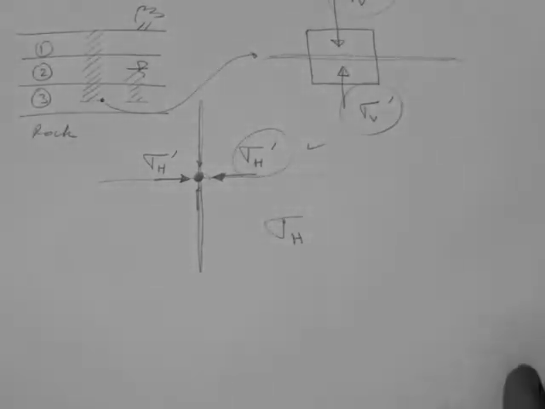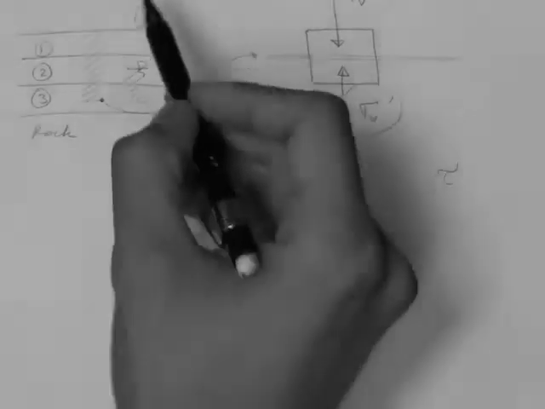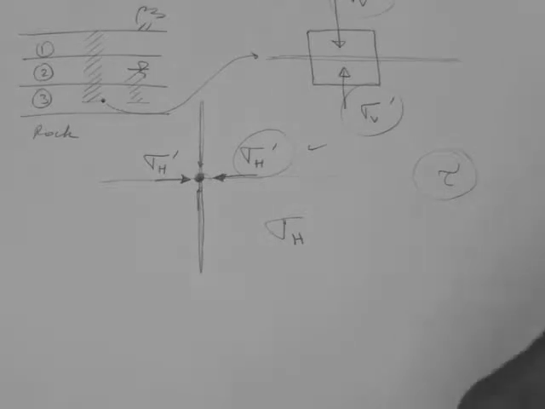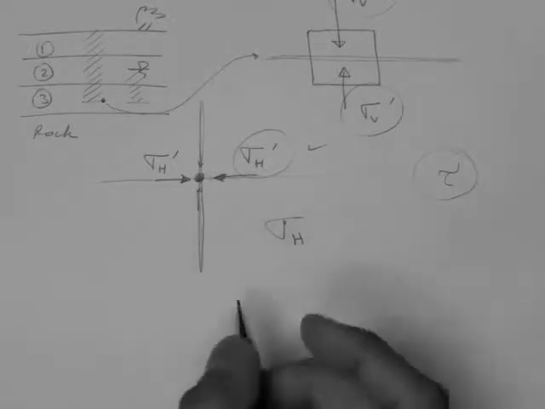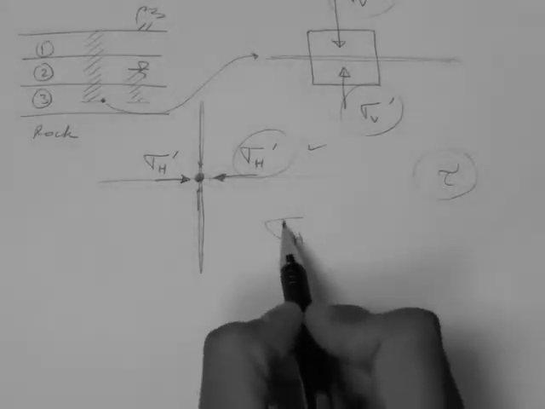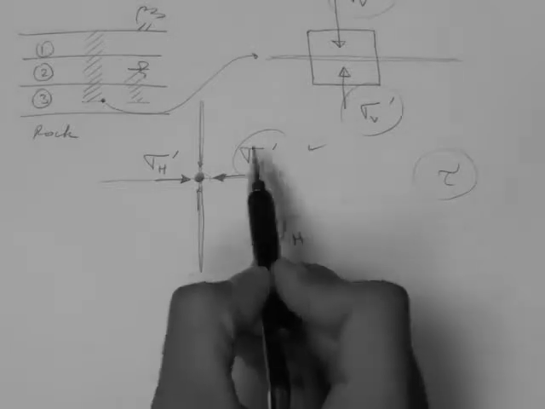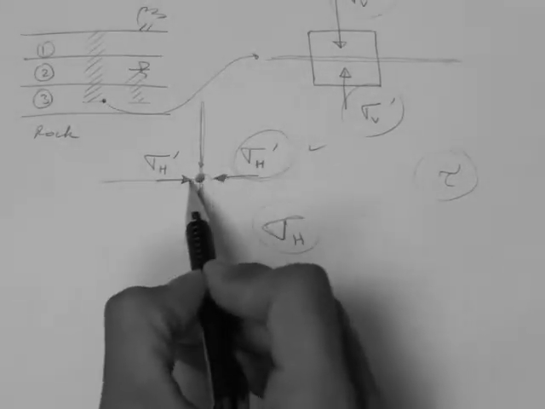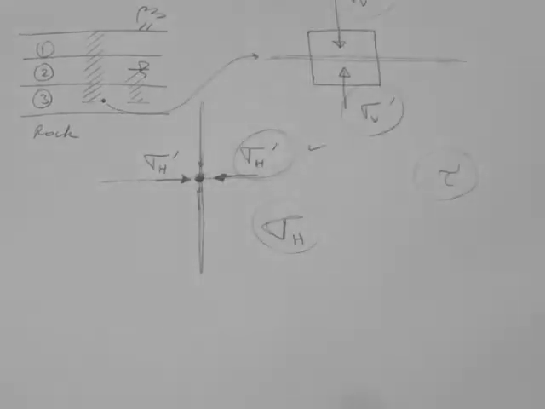Now you may be asking yourself also, well, what about the taus? We haven't talked about the taus that act at this point, for example, right? And that will come later, and you'll see later on how we calculate those taus. Okay, so here's the horizontal total stress. Here's the horizontal effective stress, in this case actually drawn acting at the point on the vertical plane.